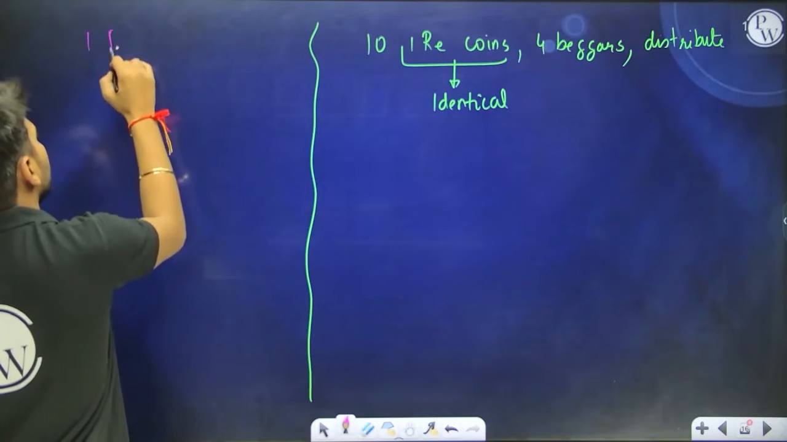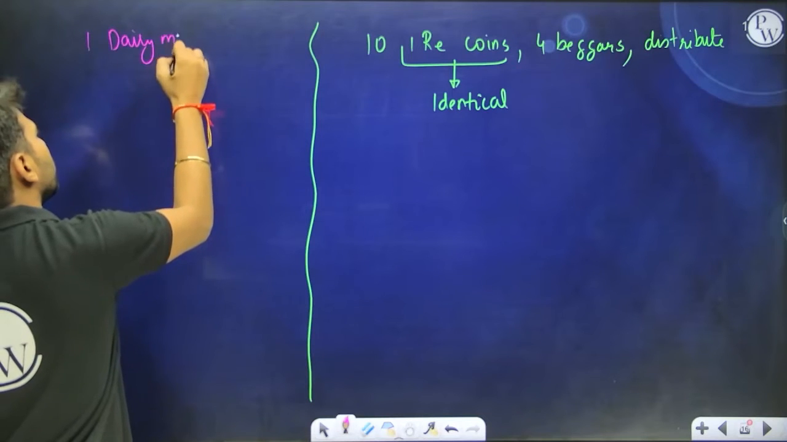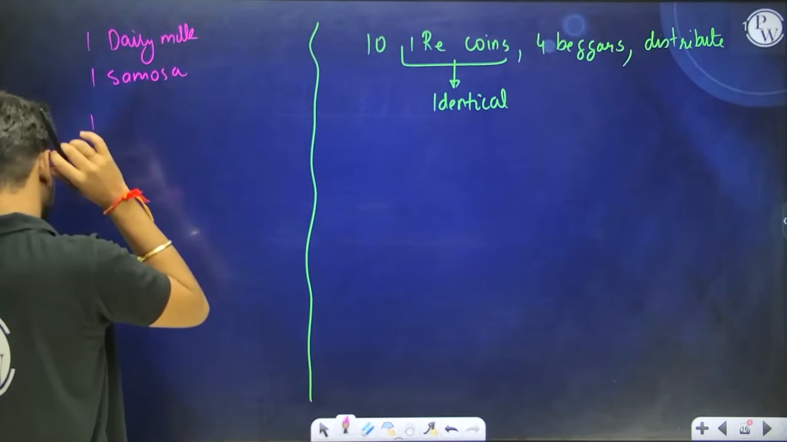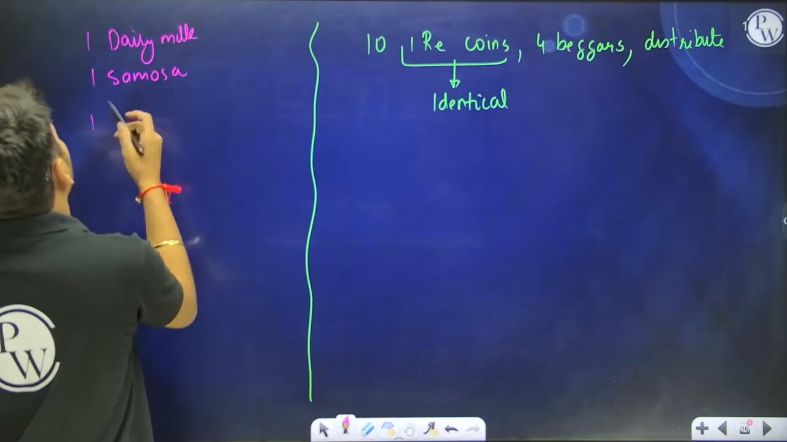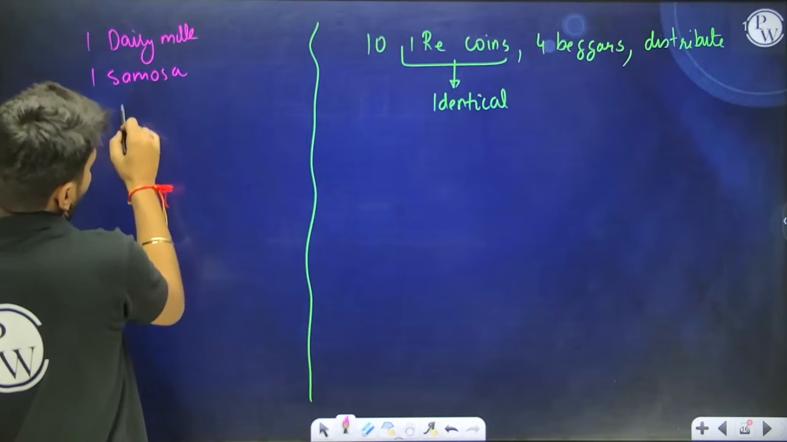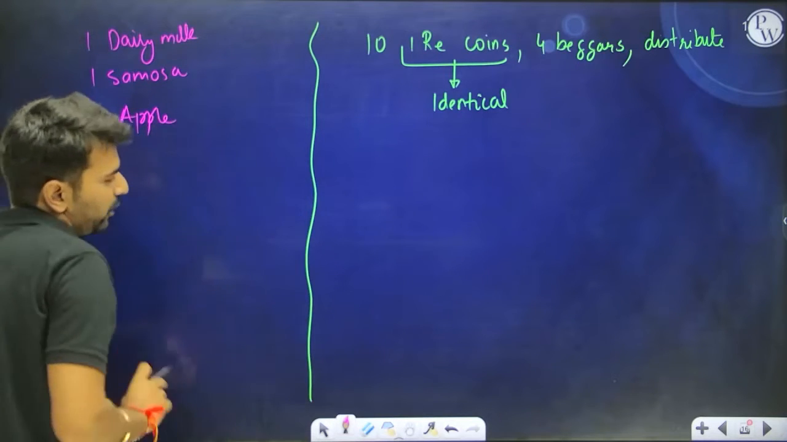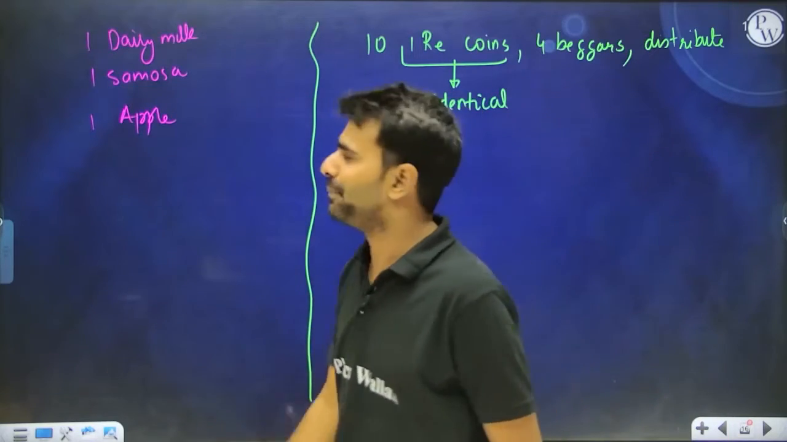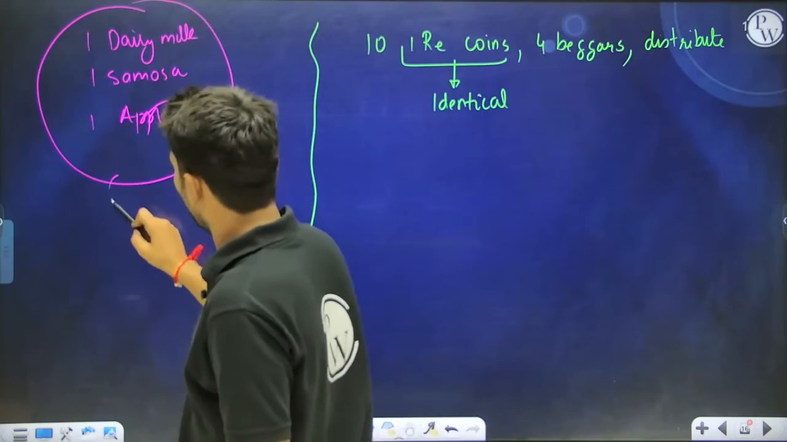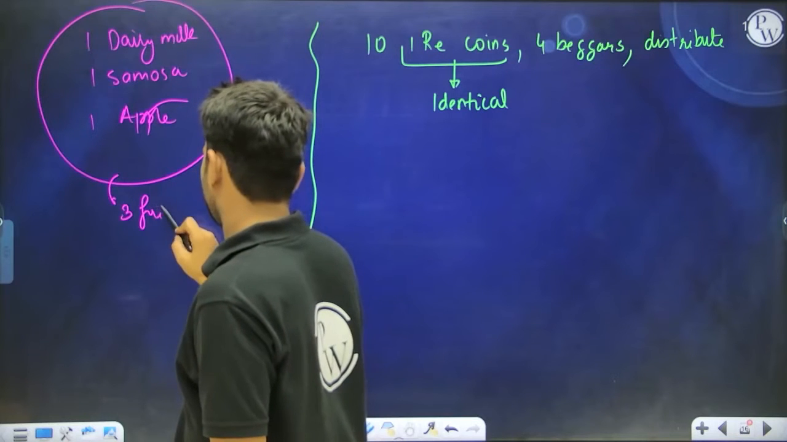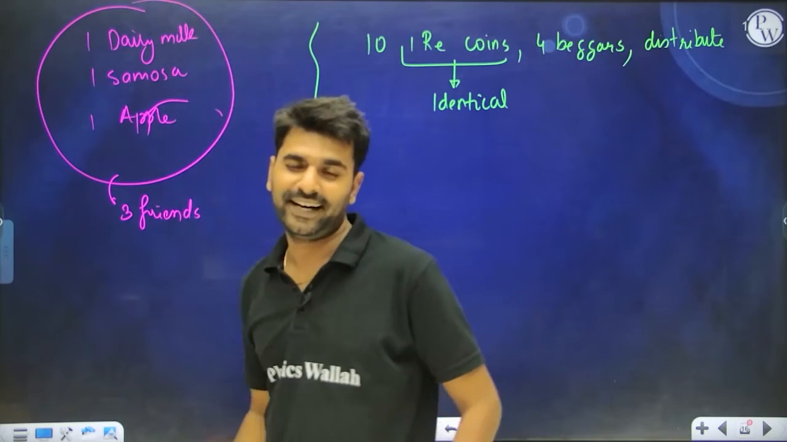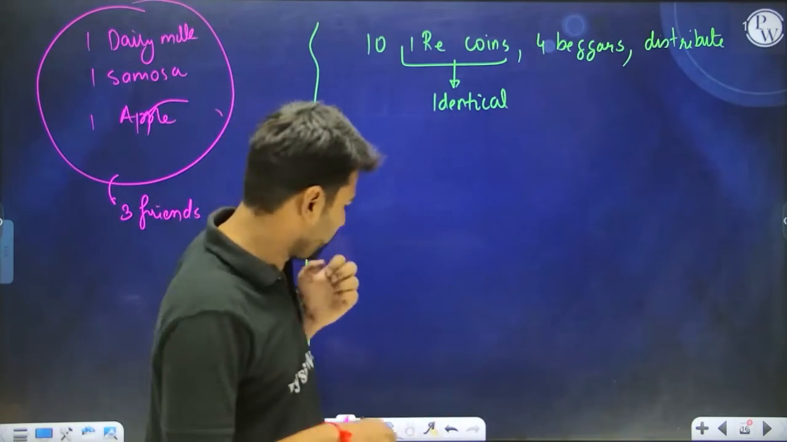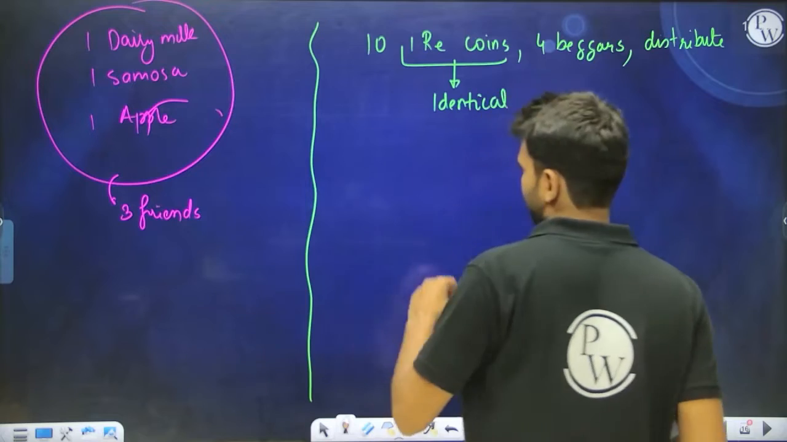Let's say you are having 1 Dairy Milk, 1 samosa, 1 apple, and you are like, okay, I'll go home and I'll eat all of these 3 things. And what happens when you go to your home? You find 3 friends in the middle, waiting for you. Okay, today we're going to eat those things. So you cannot say no to friends, right? So what will happen?